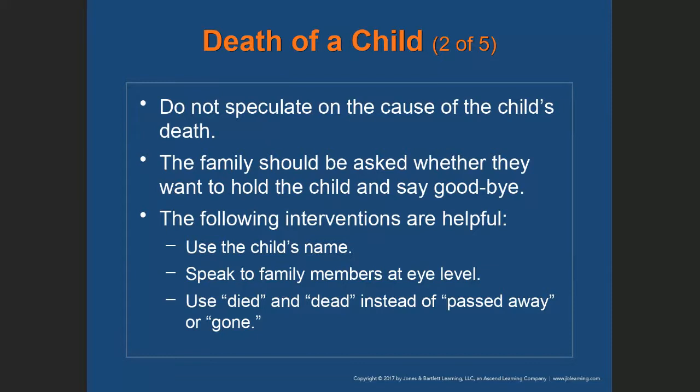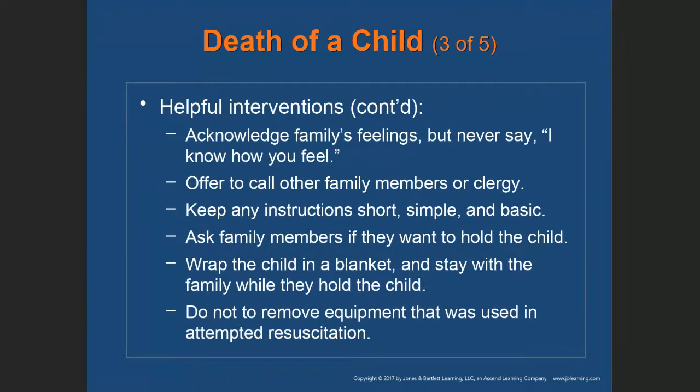The family should be asked whether they want to hold the child and say goodbye. The following interventions are helpful. Use the child's name, speak to family members at eye level. Use died and dead instead of passed away or gone. They need to understand that the child is not coming back. Acknowledge the family's feelings, but never say, "I know how you feel," because you don't. If you're not in their shoes, you don't.